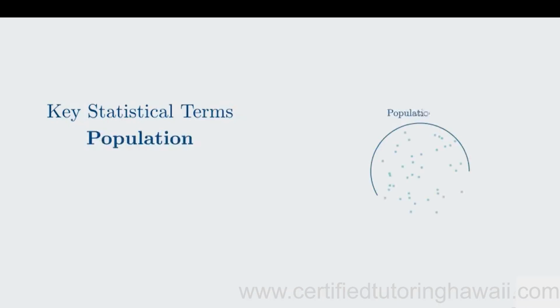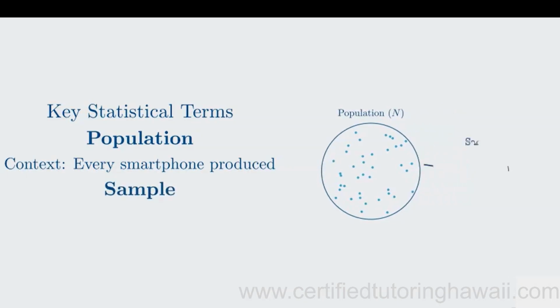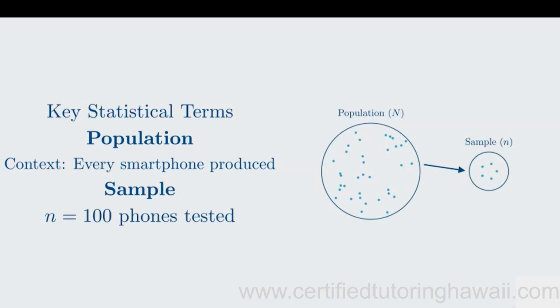To understand how these studies work, we need to define our terms clearly. First, we have the population. This consists of all items or individuals of interest in a specific study. If we are studying the battery life of a specific smartphone model, the population is every single one of those phones ever produced. Since we can't test every phone, we select a sample. This is a subset of the population from which we actually collect data. If we test 100 phones, our sample size, lowercase n, is 100.